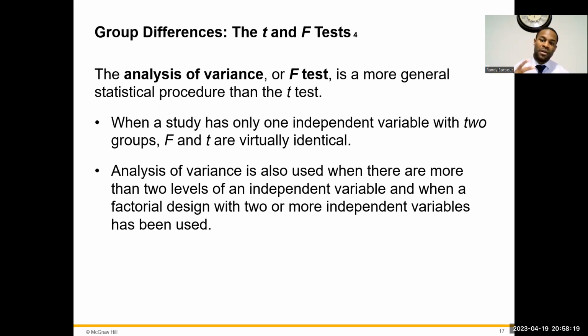It's used when you have more than 2 levels of an independent variable, and when a factorial design with 2 or more independent variables has been used, right? So we talked about that when we talked about designs and research designs, and that's what we're referring to.